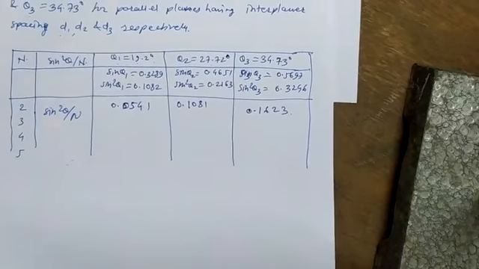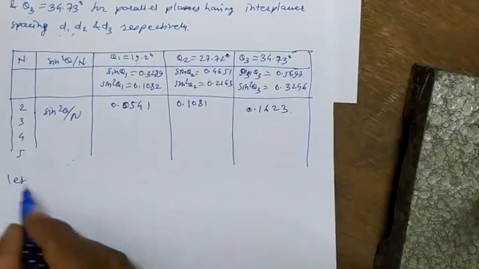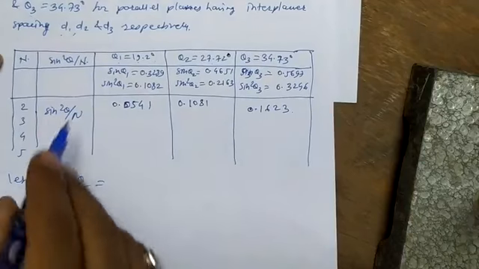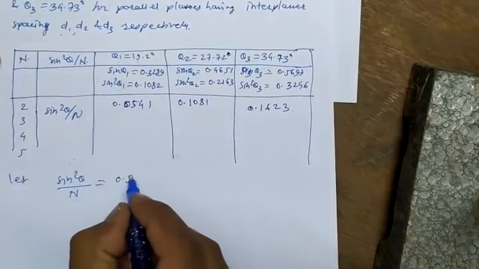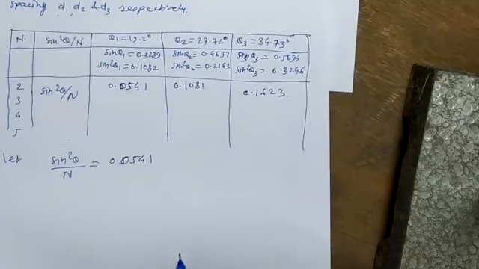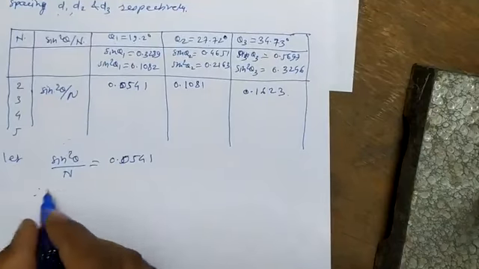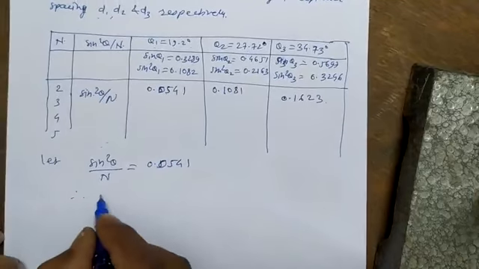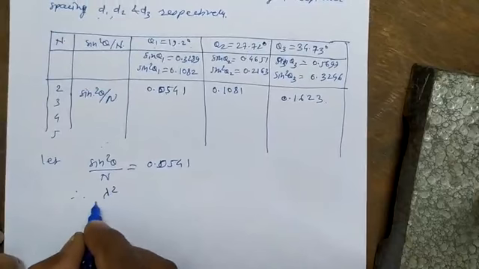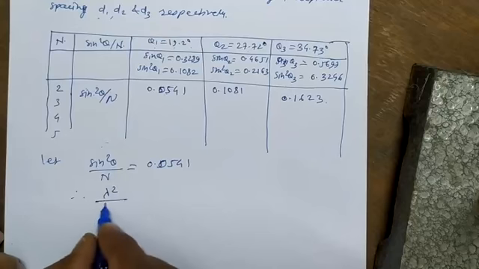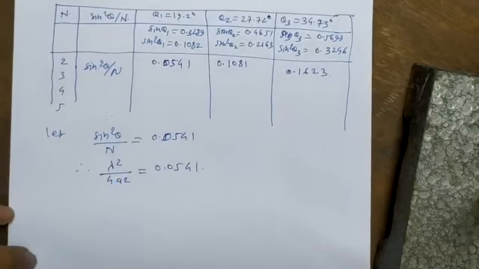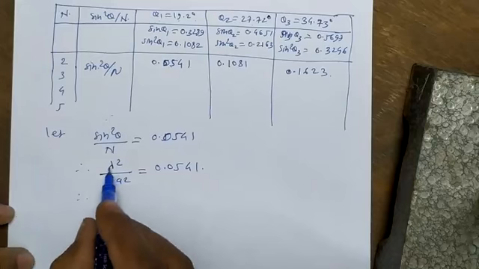Now from this table, suppose we have sin square theta upon n. The value of this constant is, suppose first for theta 1, 0.0541. Therefore, from our previous equation, sin square theta upon n equals lambda square upon 4a square. Therefore, lambda square upon 4a square equals 0.0541.